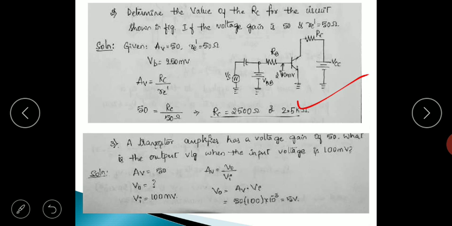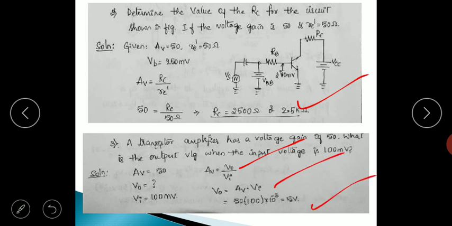Gain is output by input, so input is given, gain is given, we have to find the output. They are asked to find the output voltage when the input voltage is given. So V0 is equal to AV into VI, that is equal to 5 volts.